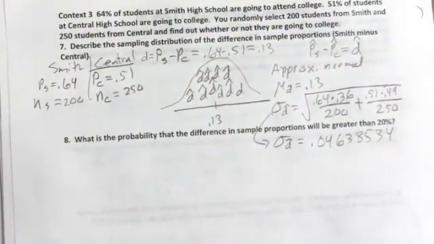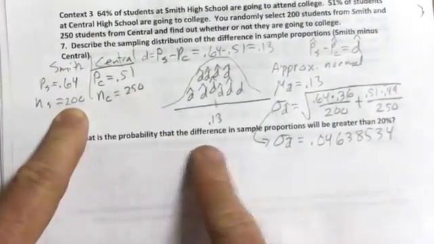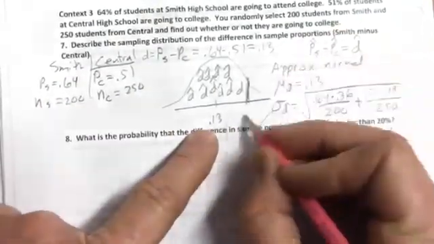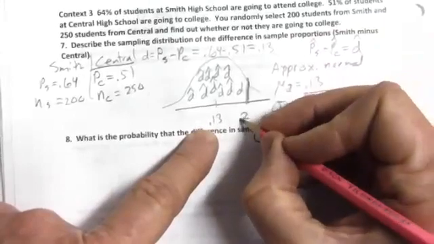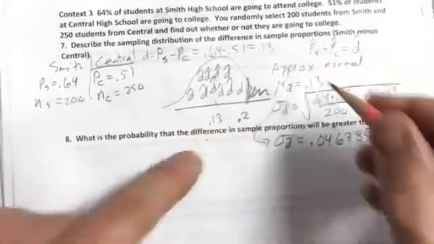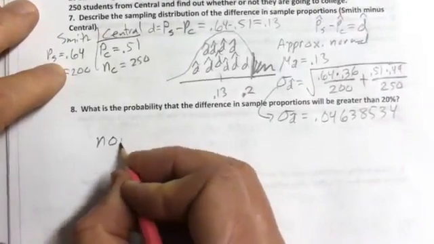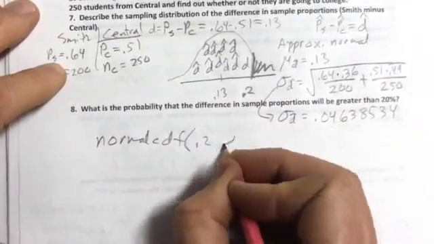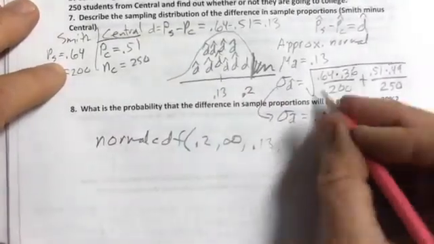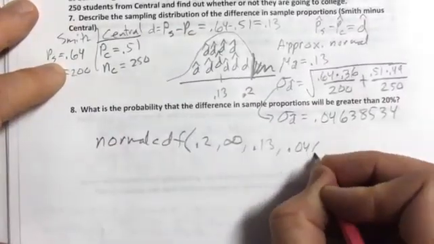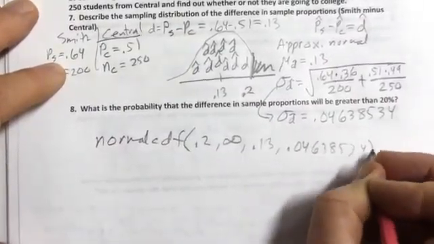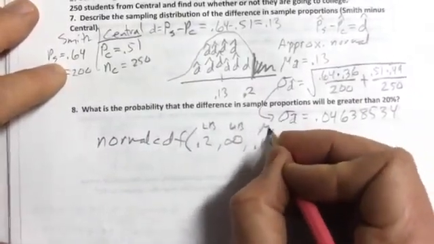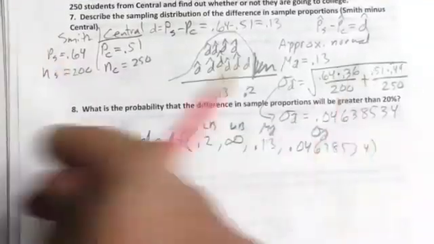So if we were to take these samples and find the difference, what's the probability our sample difference would be greater than 20%? 20% is somewhere up here, somewhere above 0.13. I want to find this area above 20%, above 0.2. So we shall do normal CDF, from 0.2 to infinity, with a mean of 0.13 and a standard deviation of 0.04638534. That's our lower bound, that's our upper bound, that is the mean of our differences, and that is the sigma of our differences.